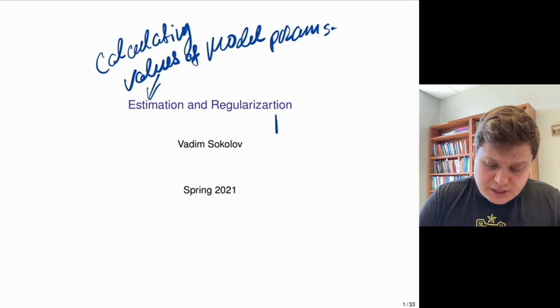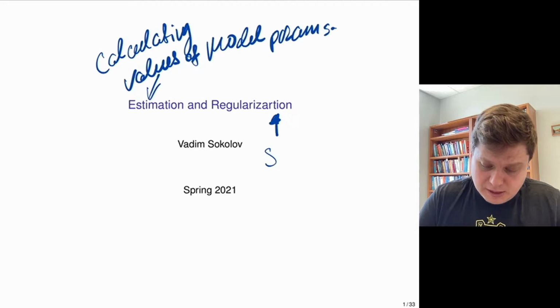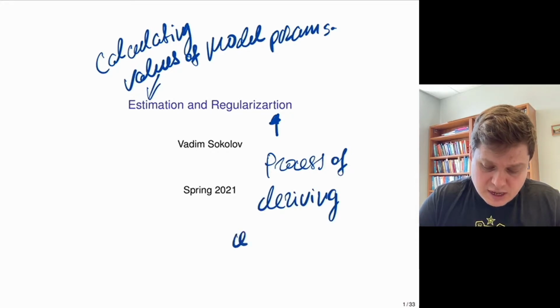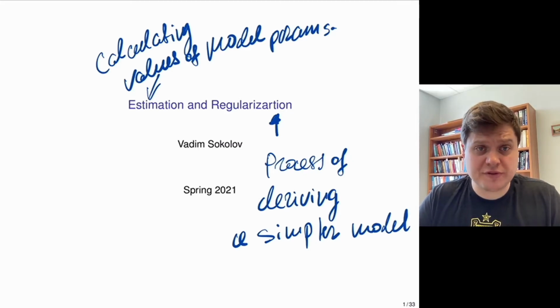And regularization is the process of estimating a simple model, or trying to derive a model which has a smaller number of parameters. So this is the process of deriving a simple model. And we actually did do both of those things, estimation and regularization, before.